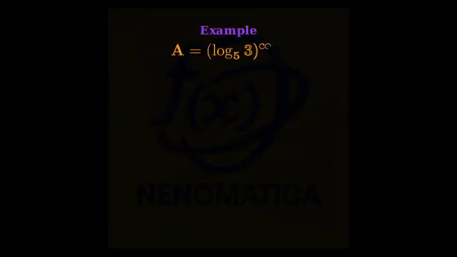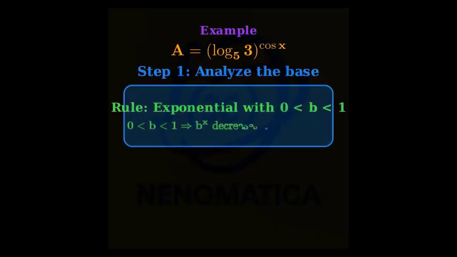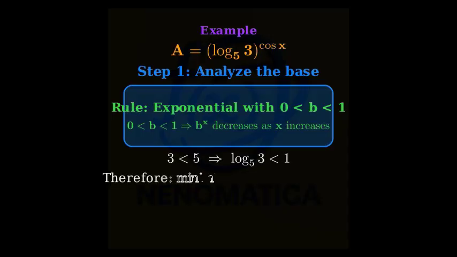Example: if capital A equals open parenthesis log base 5 of 3 close parenthesis to the power cosine x, find the maximum value of A. Step 1. Analyze the base. When the base is between 0 and 1, b to the power x is a decreasing function, so it is largest when the exponent is as small as possible. Here, since 3 is less than 5, log base 5 of 3 is less than 1. So to maximize A, we should minimize cosine x.